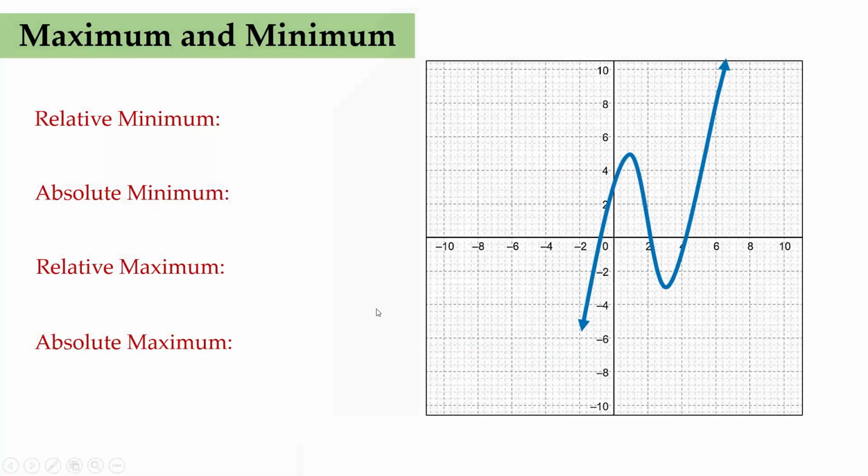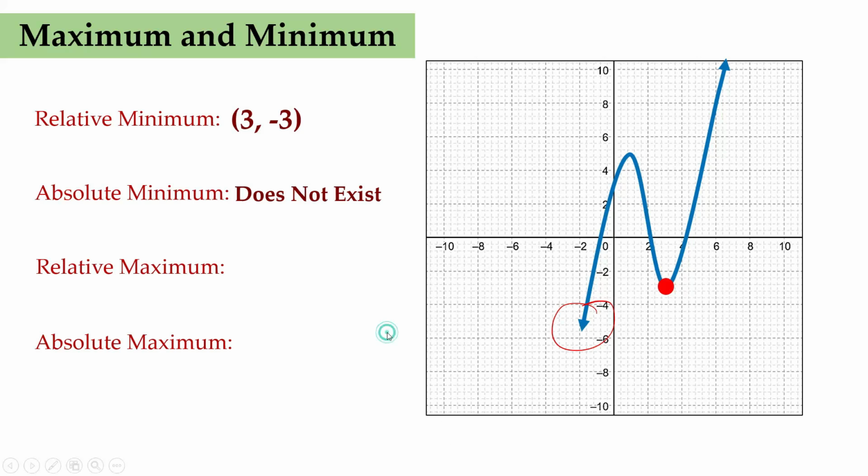10 seconds again. Timer starts now. All right, so relative minimum, if your answer is at 3 and negative 3, your answer is correct. Let's have another. What about the absolute minimum? Again, it does not exist because that arrow means it extends indefinitely downward. We will never be able to identify the smallest y value.